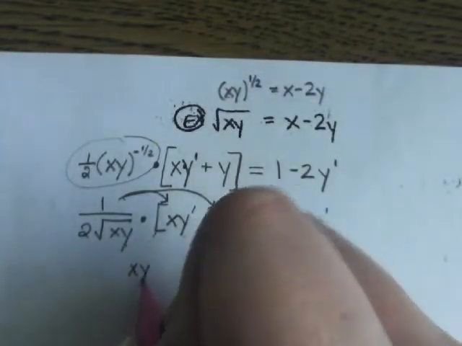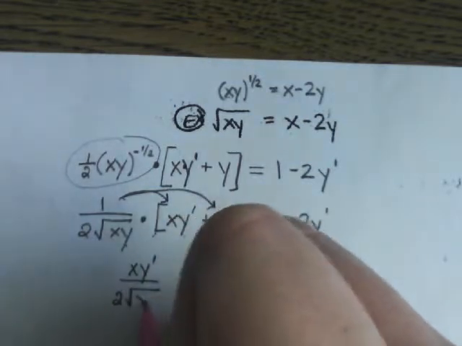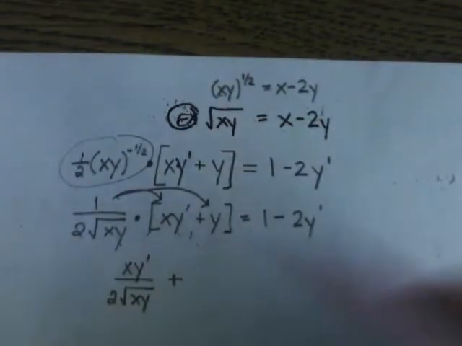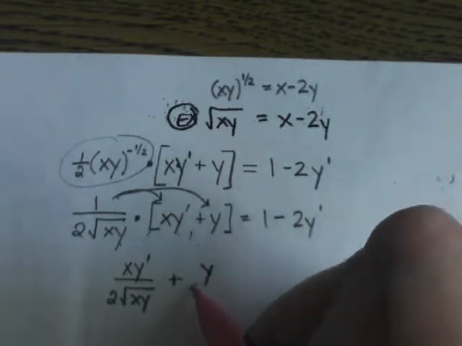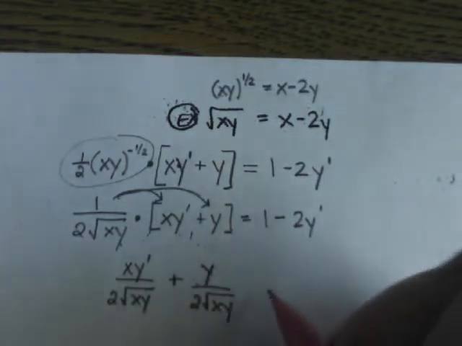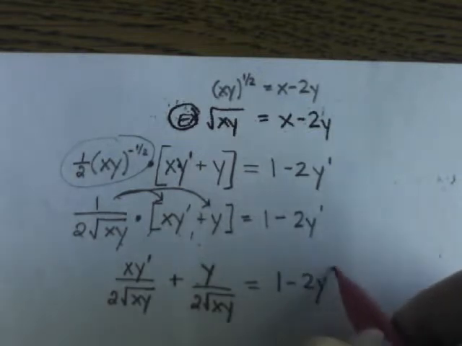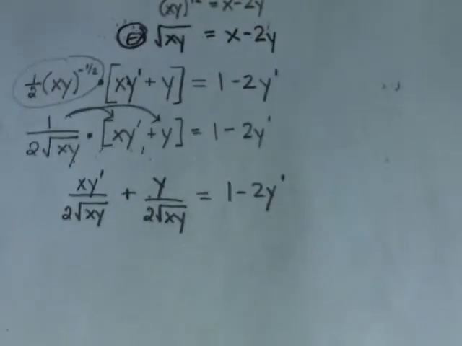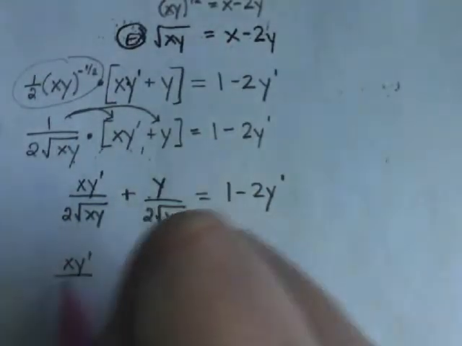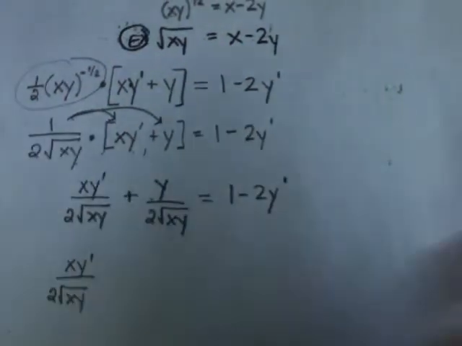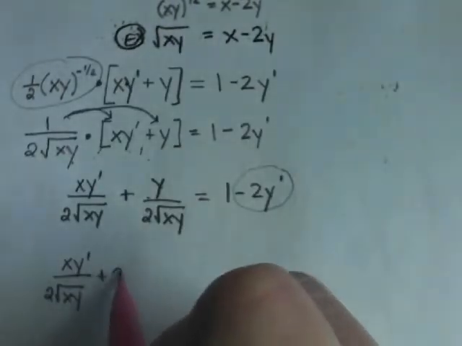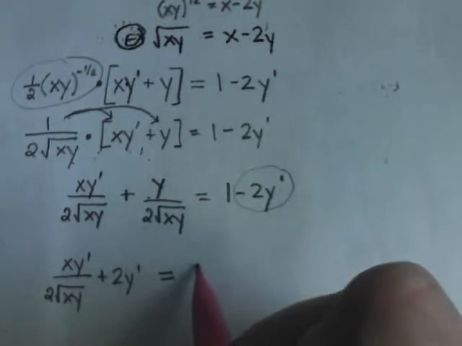And now I can move all my y prime terms to the left and my non-y prime terms to the right. So I'm adding this guy over. And I'm subtracting this guy over. What comes next, Owen? Factor out the y prime.